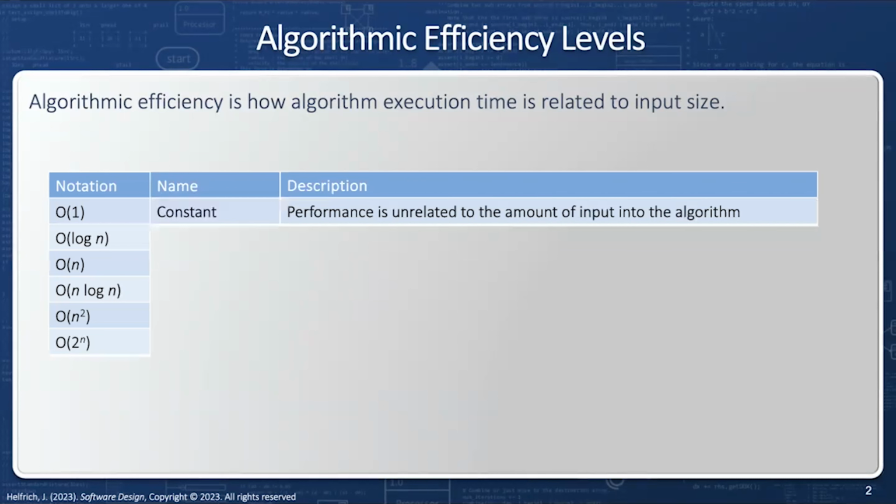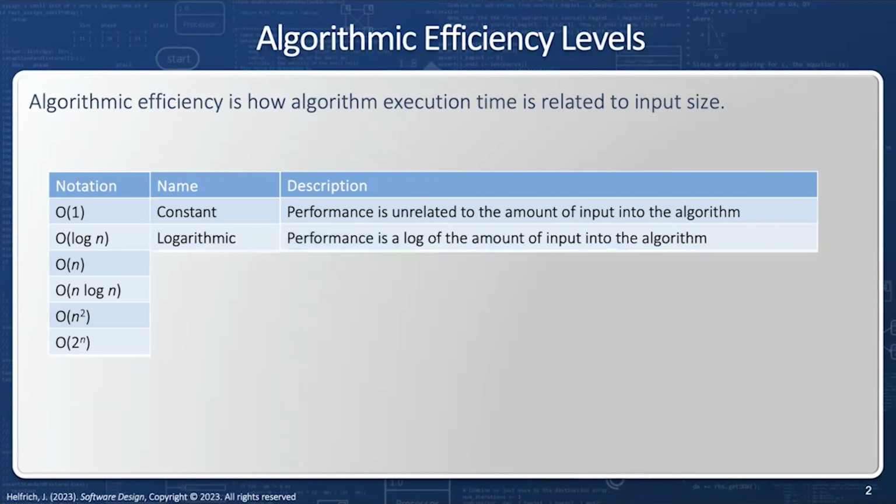The first one is constant. Performance is unrelated to the amount of input into the algorithm. If I have 5 elements or 1,000 elements, it will take the same amount of time. The second one is logarithmic. The performance is a log of the amount of input into the algorithm. If I double the input size, it will take 1 extra unit of time to execute.